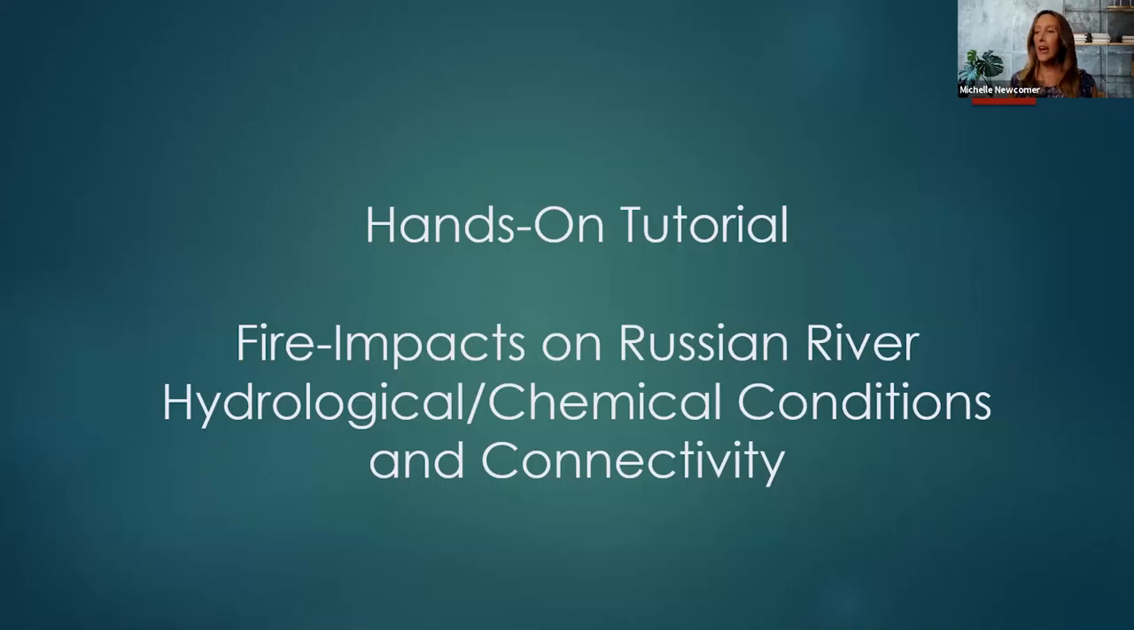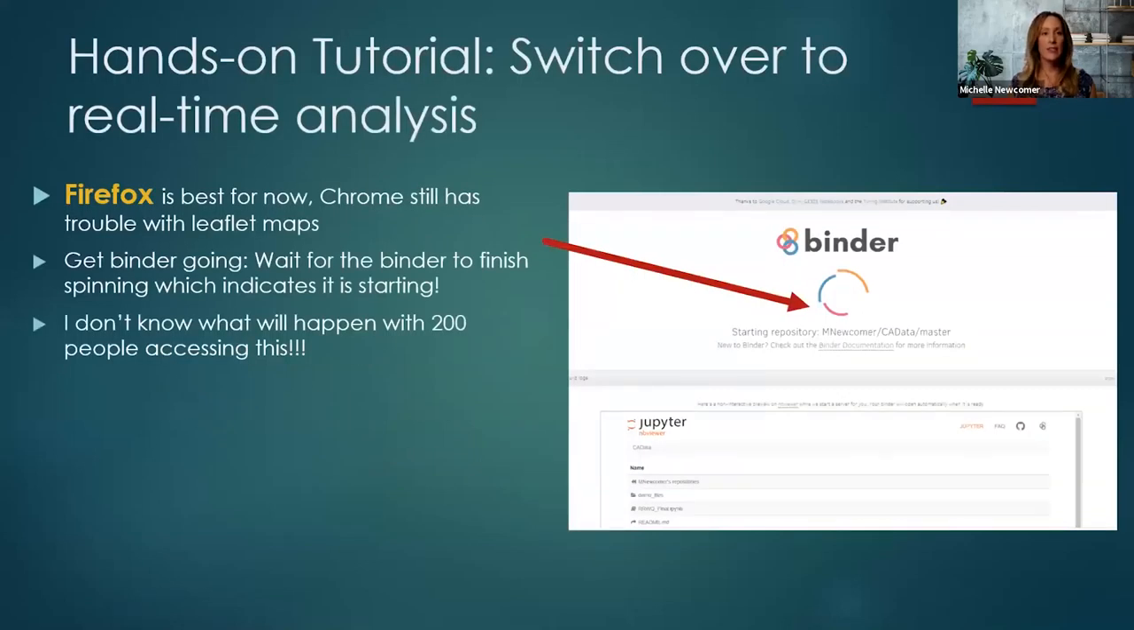So we're going to look at one particular case on the Russian River, examining fire impacts. So for this next stage of the analysis, I'm going to start to switch over between screens here so that I can show you in Firefox how we're going to do this. We'll do this together, and then I'll send the link everyone's way so that you can follow along and do this as well. So I'm going to stop sharing really quickly and get that switched over.